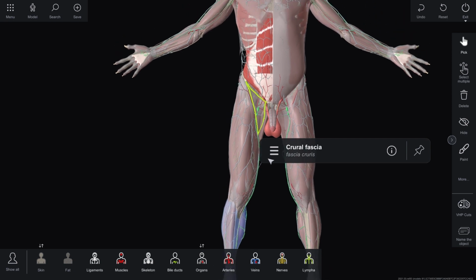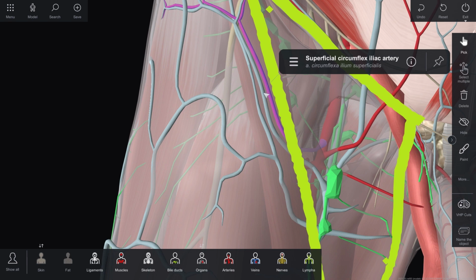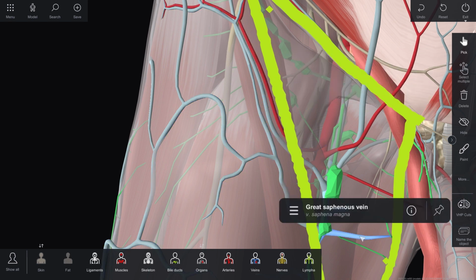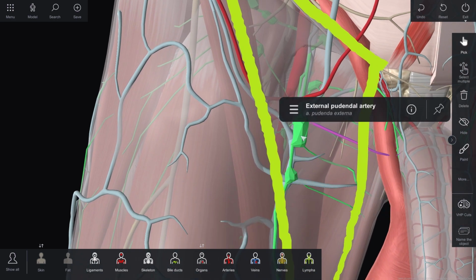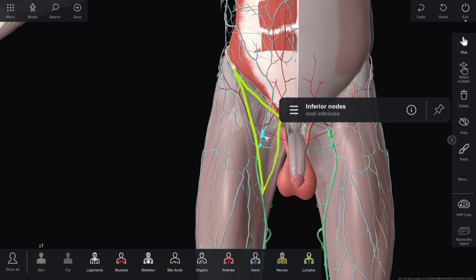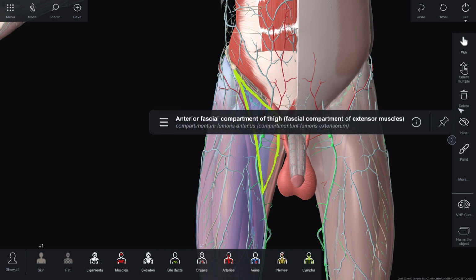The fascia lata consists of superficial circumflex iliac artery and vein, anterior cutaneous veins, great saphenous veins, external pudendal artery, and inguinal lymph nodes. Next, we can see the anterior fascia and the medial fascia.